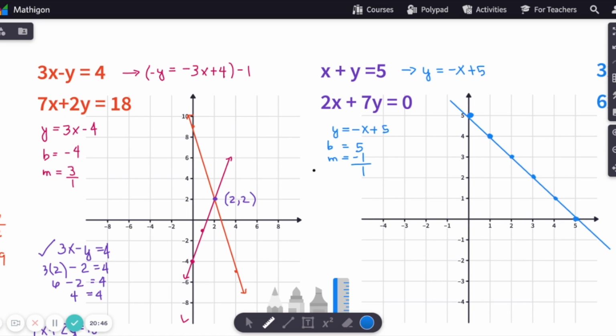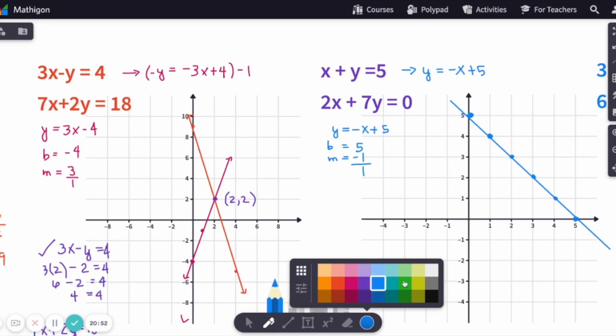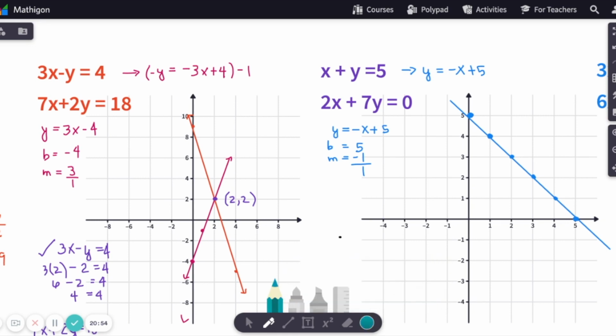Okay, so how about the second graph? Your second equation is 2x plus 7y. Let me change the color. Let's make this green. So that is 7y. I will transpose it now to the other side: negative 2x, right, plus 0.